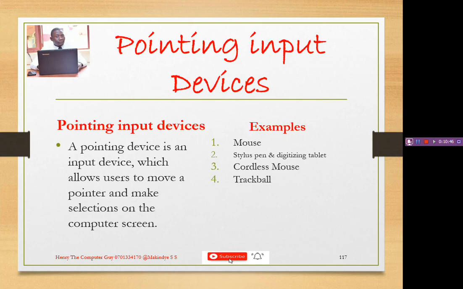Then we have what we call the cordless mouse. These are the wireless mouse. It is similar to a mouse, but it is more flexible than the other one because it doesn't have a wire or a cable connected to it.